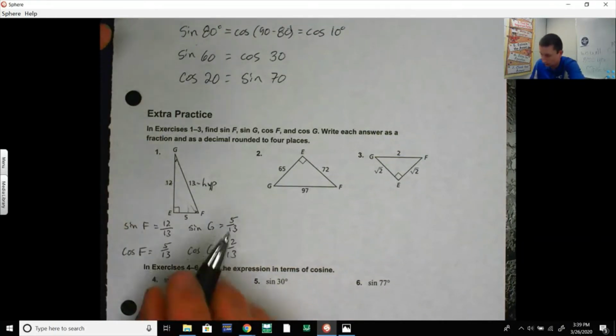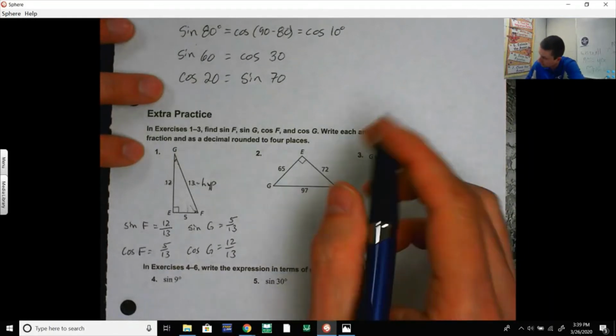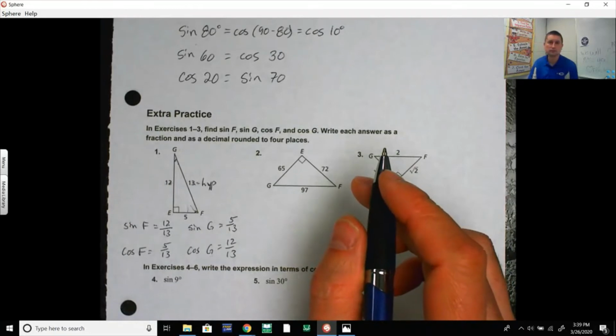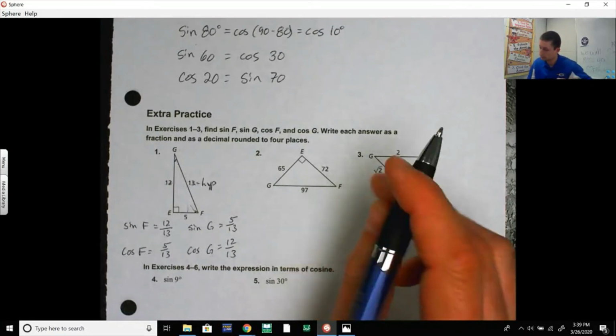Okay, try 2, try 3. We'll get there. Pause it if you need to. Try it on your own. Write these down. Practice writing it.